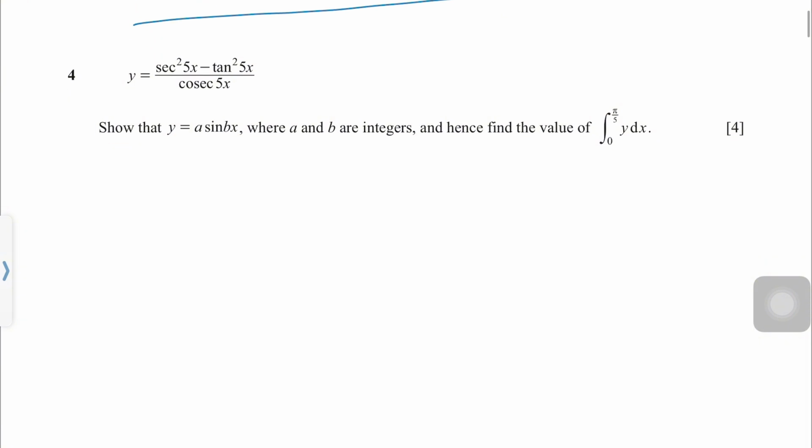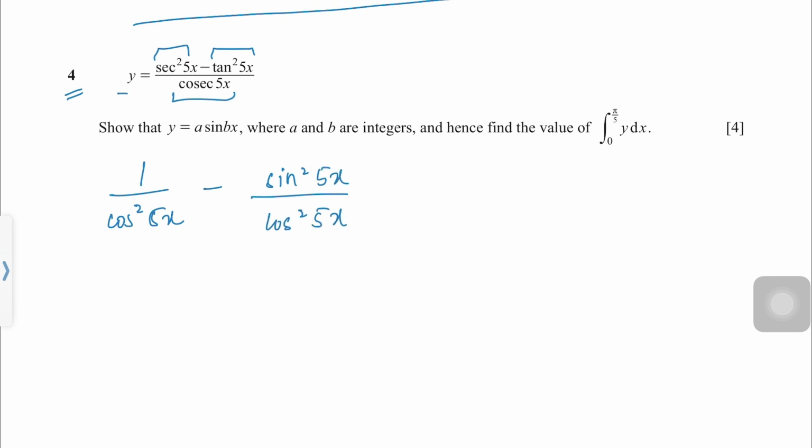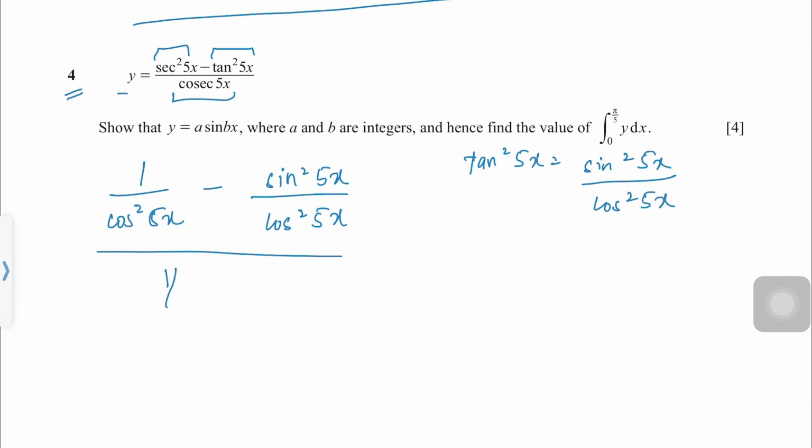Now moving on, question 4 is given as y equals sec square 5x minus tan square 5x upon cosec 5x. First of all, let's simplify this. Sec square 5x is 1 over cos square 5x, minus tan square 5x, which can be written as sin square 5x over cos square 5x. So that's simple. And 1 over cosec 5x would be 1 over sin 5x.